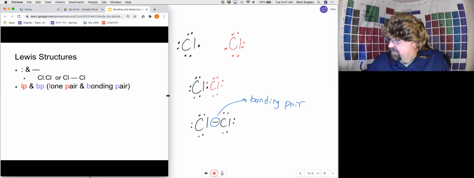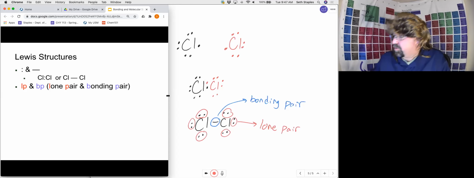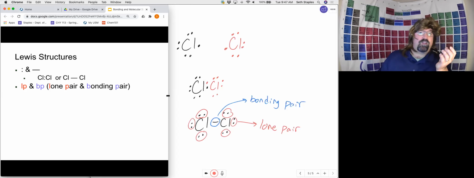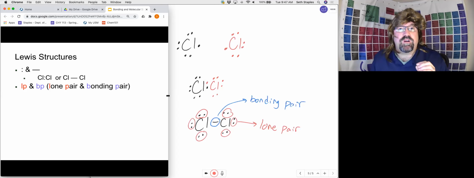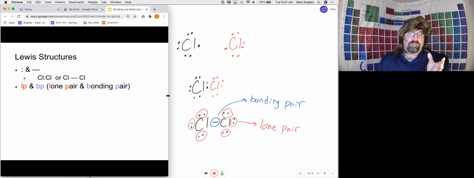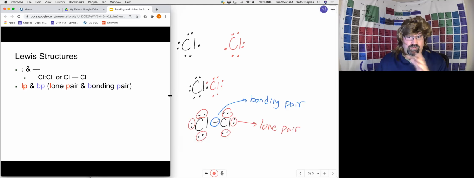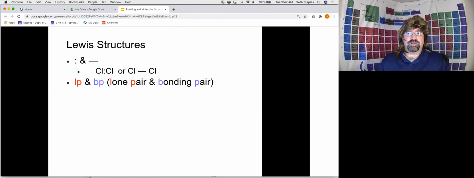We also have around each, we have 6 lone pair around each chlorine. And so this is terminology that we're going to use as we are making our Lewis structures. Lone pair versus bonding pair. So take note of what that really means.